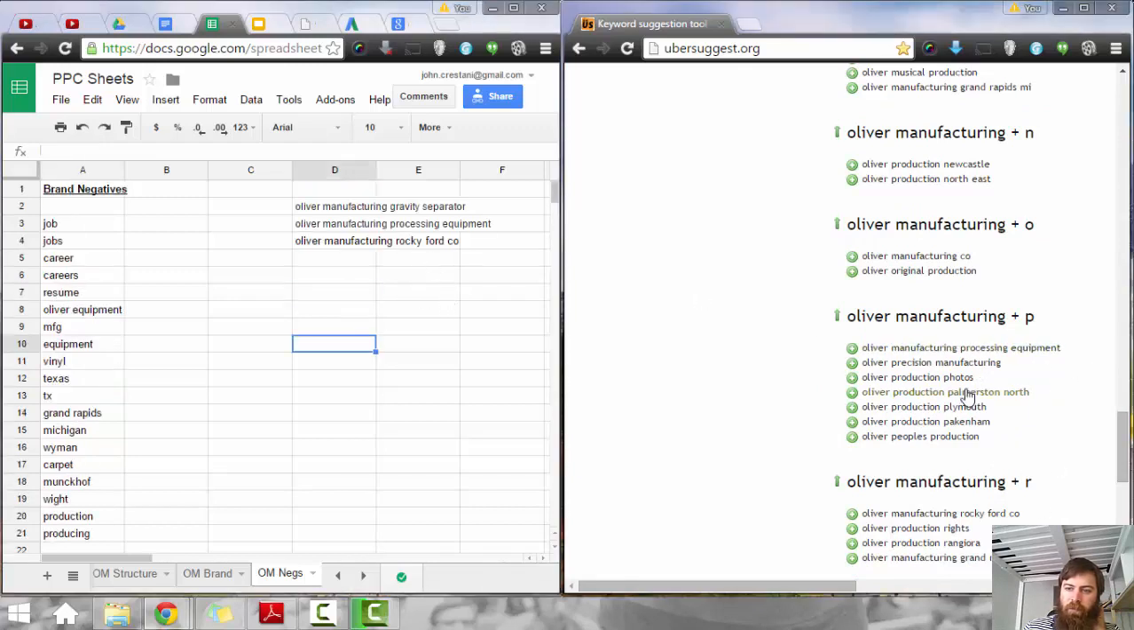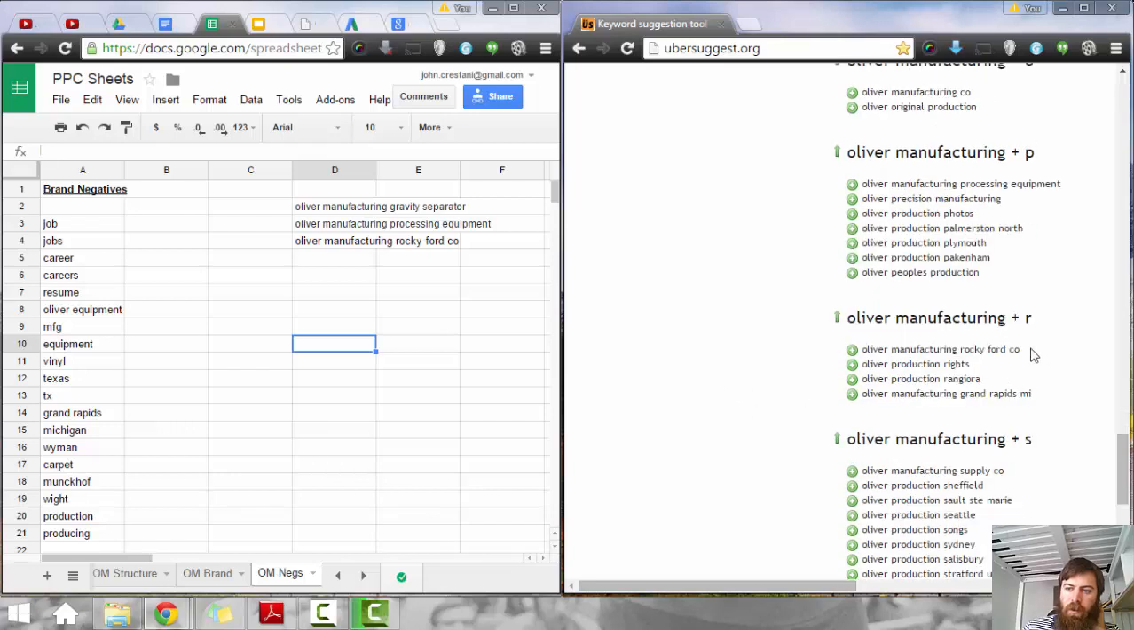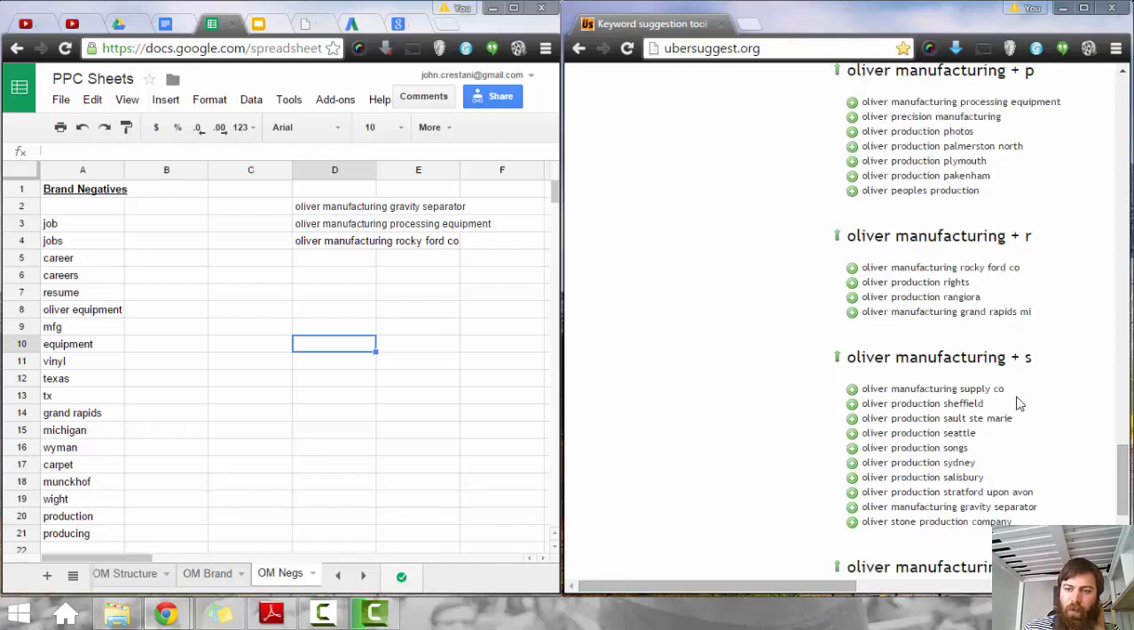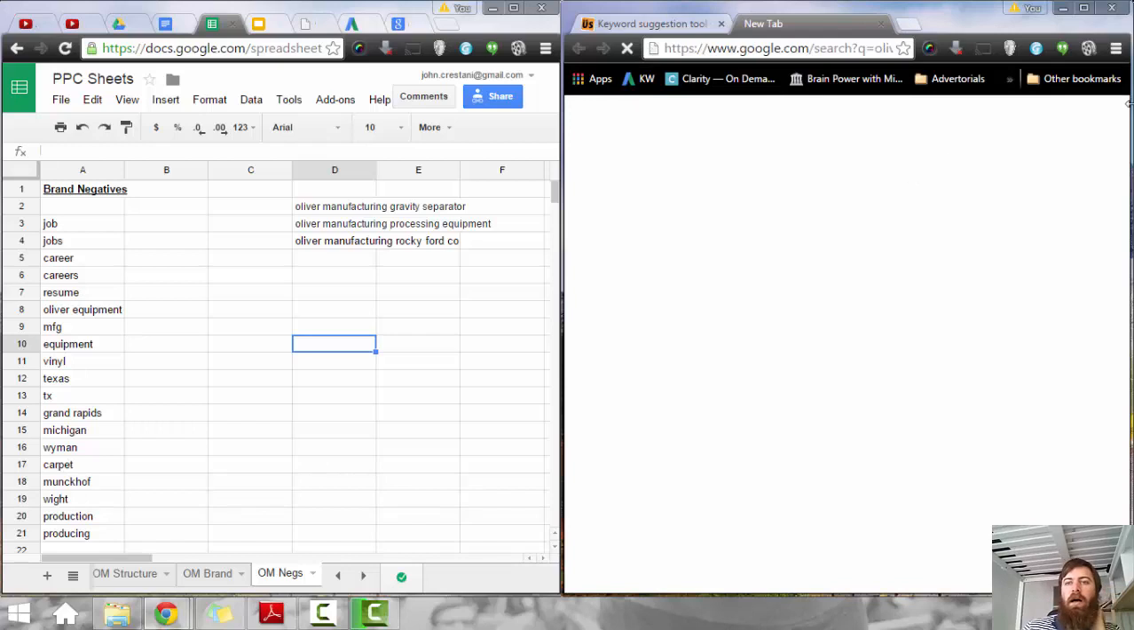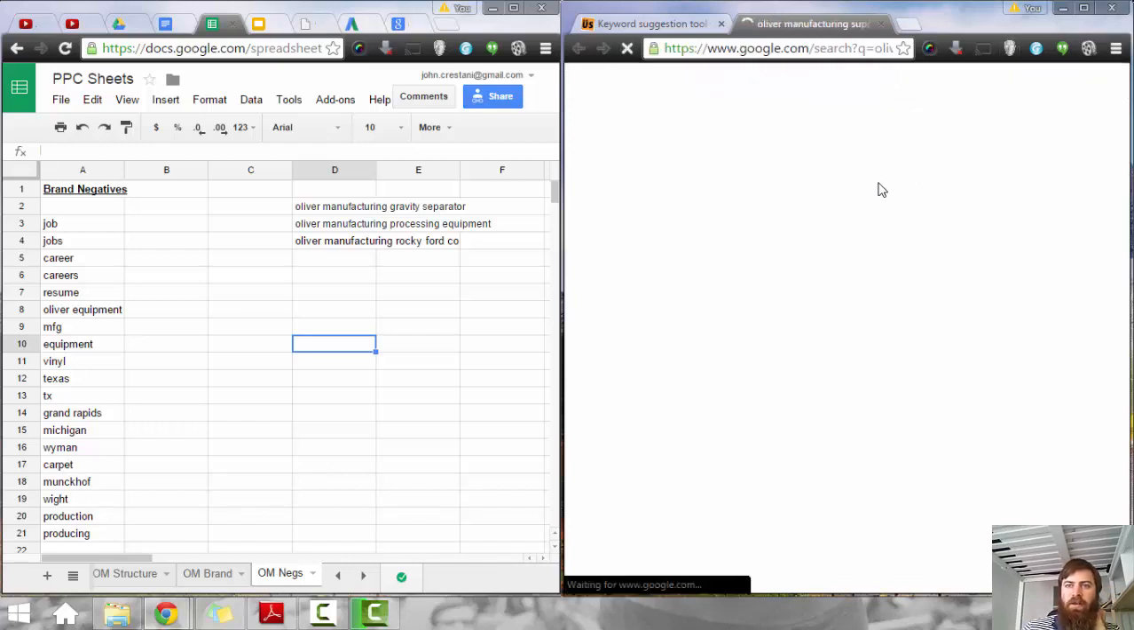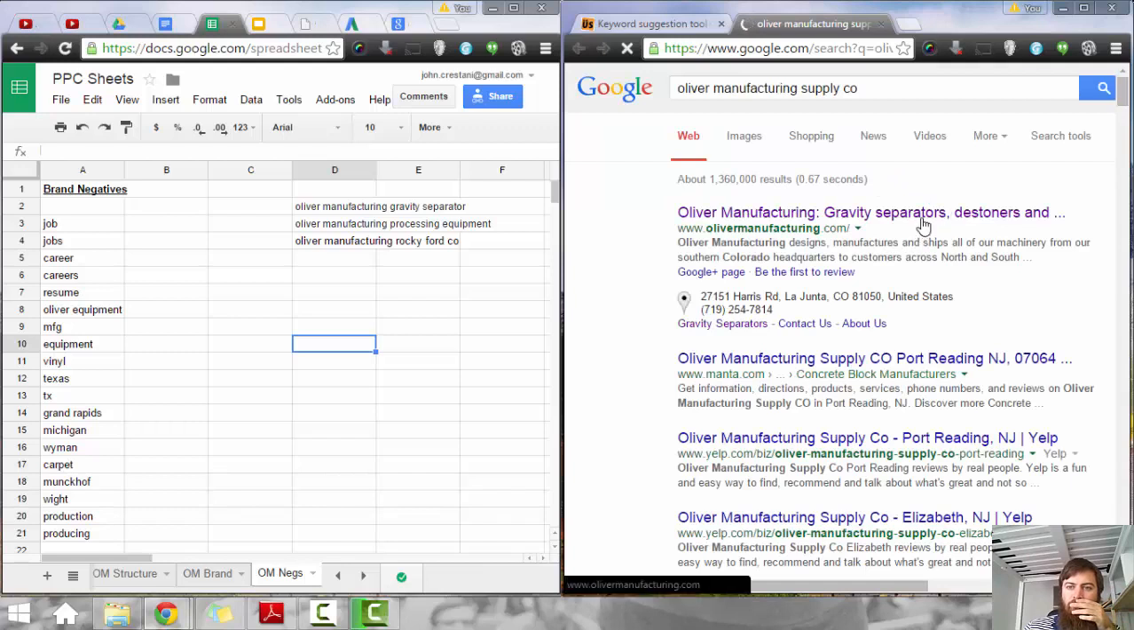Processing equipment. Manufacturing, Rocky Ford, Colorado. Oliver Manufacturing Supply Co. So now we want to see, is this our company as well? Somehow this is showing up for Oliver Manufacturing Supply. Okay, here we go. Oliver Manufacturing Supply Co., Port Reading, New Jersey. So let's check this out. This looks like a completely different business.